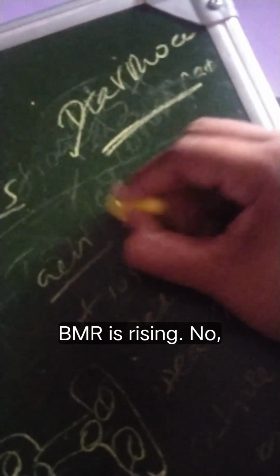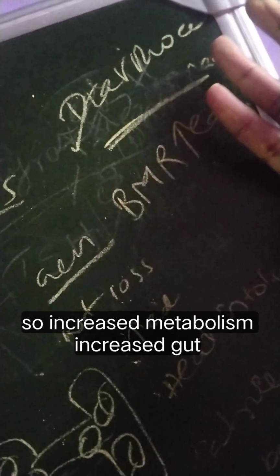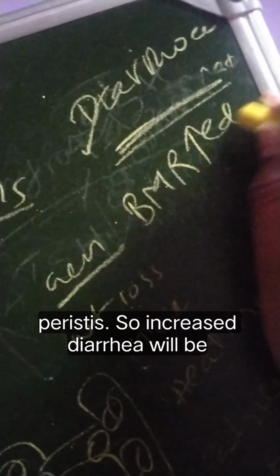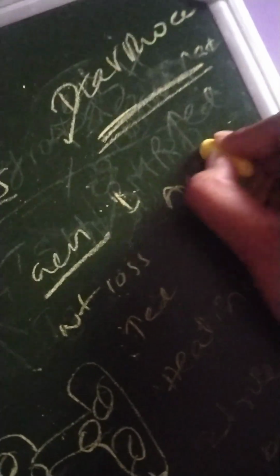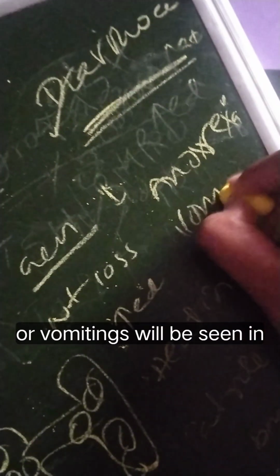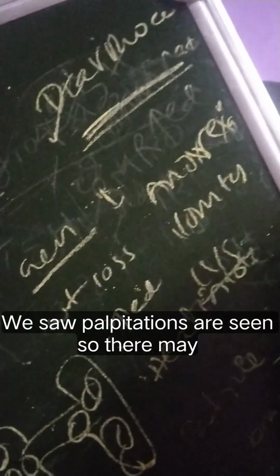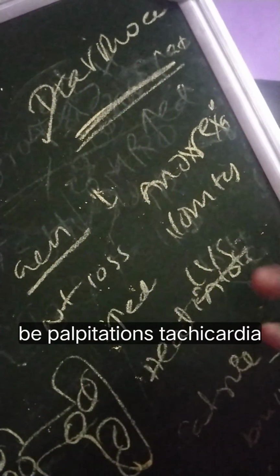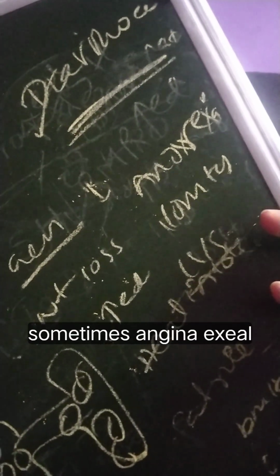Mainly BMR is rising, so there is increased metabolism and increased gut peristalsis, so diarrhea and increased motions will be seen. Also anorexia, not feeling like eating, or vomiting. Among cardiac complaints, this patient had palpitations. There may be tachycardia, atrial fibrillation, high cardiac output, and sometimes angina and exertional pain.